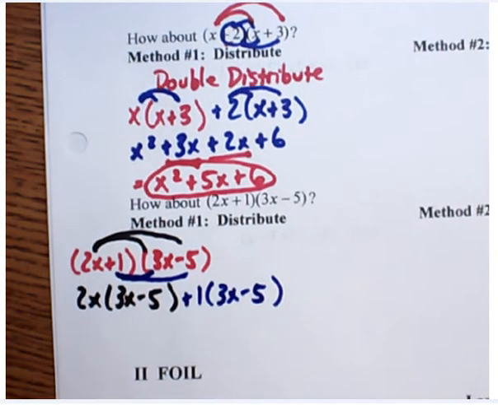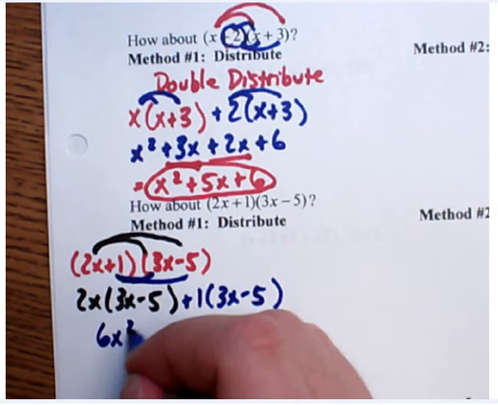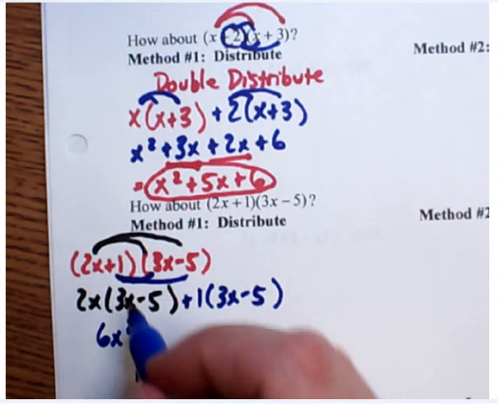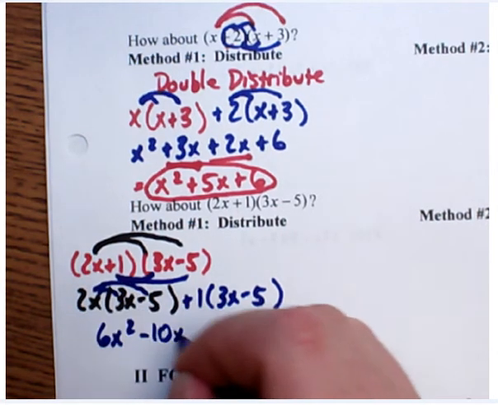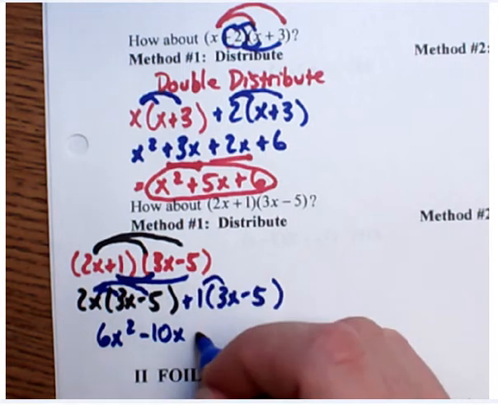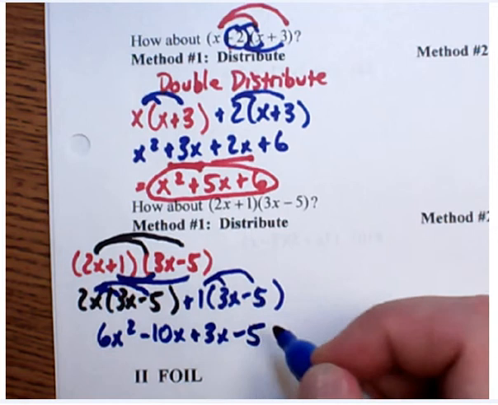And now we work it out. 2x times 3x is 6x to the second. Add the exponents. 2x times negative 5 is minus 10x. 1 times 3x is 3x. And then 1 times negative 5 is negative 5.